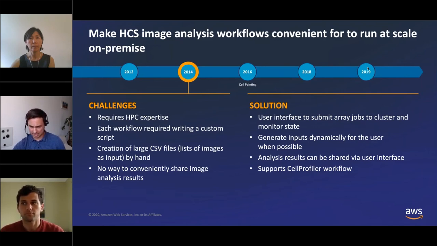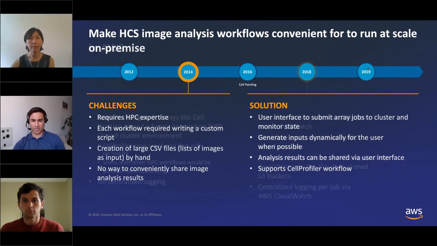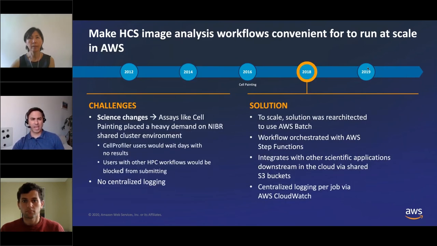So the solution at that time was to build a user interface to abstract the submission of the array jobs to the HPC cluster and make it so that you did not have to be an HPC expert. You could focus more on the science and less on the infrastructure. That was quite a success at that time, and it was built around the CellProfiler workflow. But then we had cell painting happen, and this forced us to reevaluate how we could handle that kind of scale. I had mentioned that the cell painting assay was placing a heavy demand on the shared cluster environment.